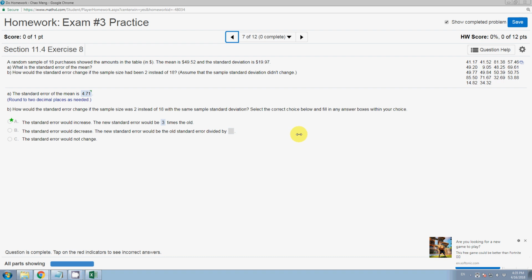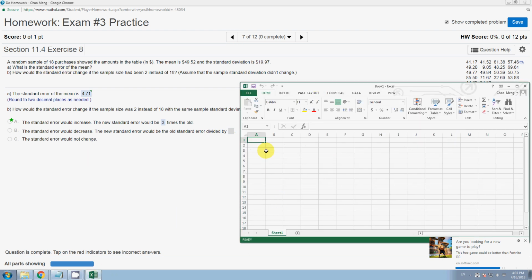Question number 7, we know this question is about standard error of the mean. So we need to get the formula. We know the standard error is equal to the sample standard deviation, which is 19.97, over the square root of the sample size. So let me put an equal here. The sample size is 18, so let me put 18 there. Okay, so that's our standard error.